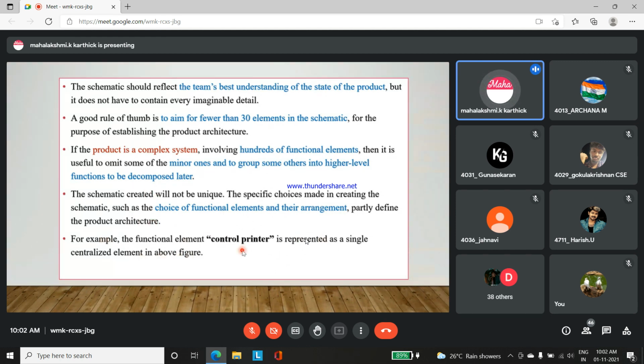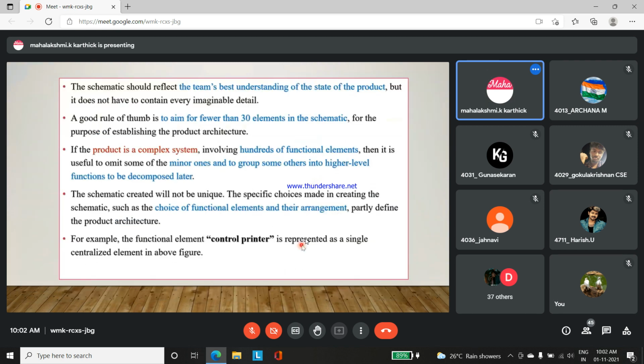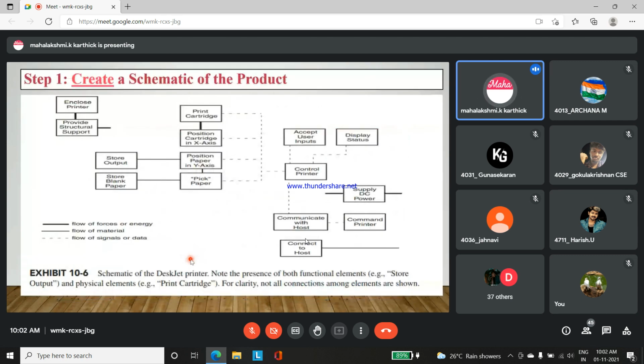Functional elements we identify, like control printer. Here control printer is considered a functional element, and here print cartridge is considered a physical element. So it is a combination of both physical elements and functional elements. In the case of functional elements like control printer, it is represented as a single centralized element, as shown in the figure.